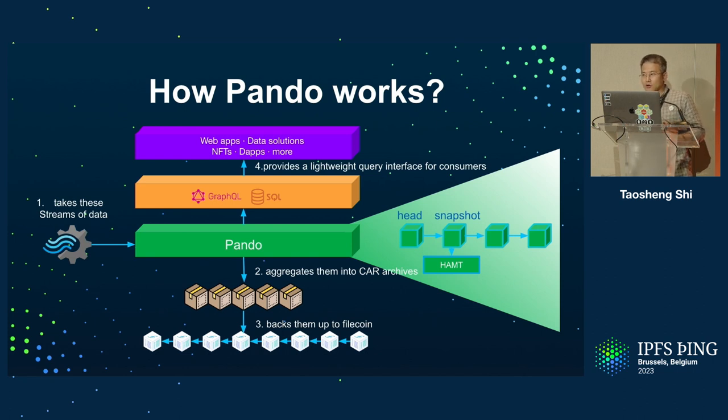project, maybe you know. And inside the Pando, we have a snapshot chain to track the changes and the histories of the data. For example, you can see we have a low layer HAMT data structure, and we have a kind of blockchain to persist all the history.